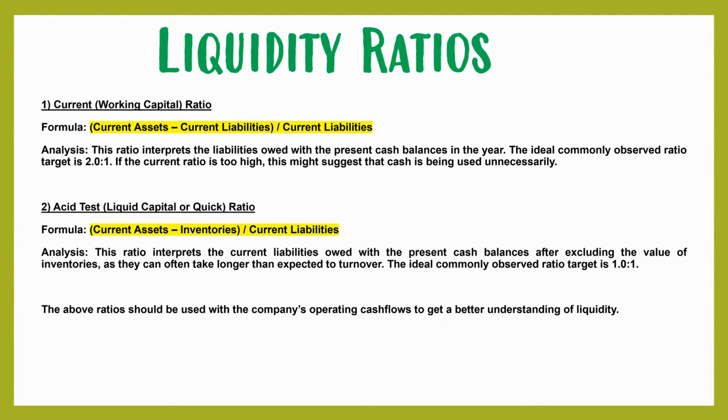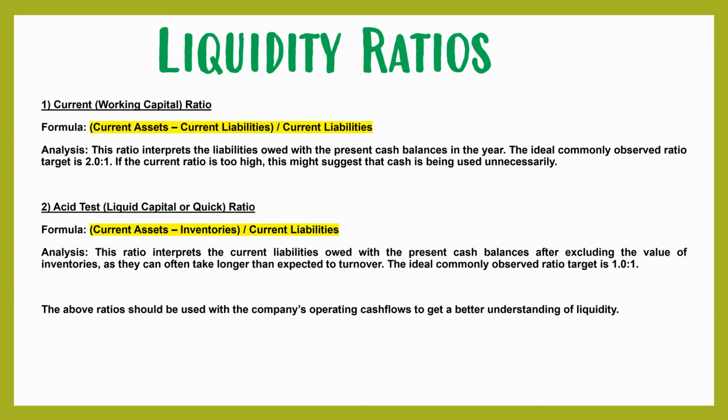The second ratio is the acid test or quick ratio, which is also described as the liquid capital ratio. In this ratio, the short-term liabilities are interpreted with the current cash position after eliminating the value of inventories, as these can take longer to turn over to cash value. You could think of this as phase 2 of the current ratio, as it is the same with the exception of the inventories. The ideal ratio is 1 to 1, i.e. for every $1 worth of net current assets less inventories, there is a corresponding $1 of current liabilities.